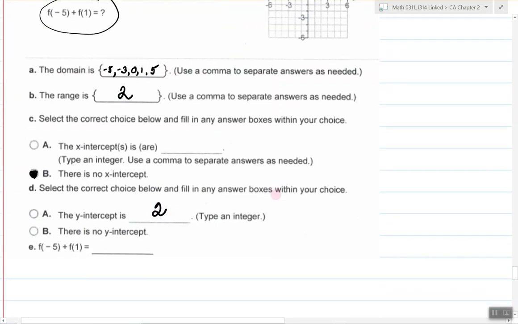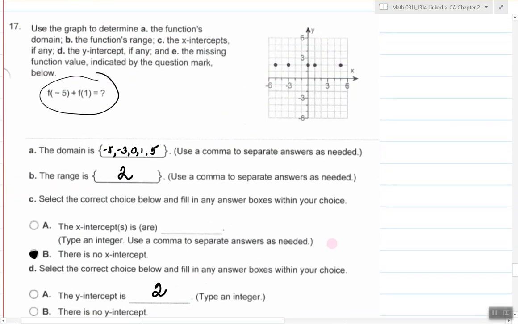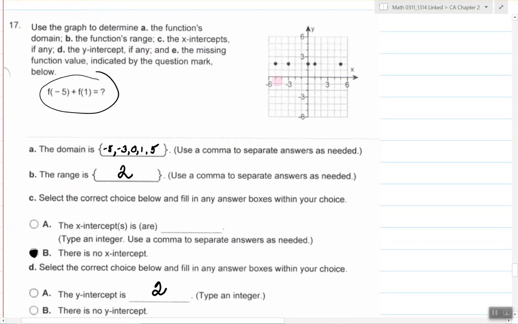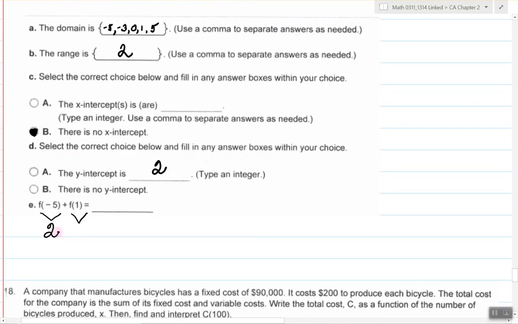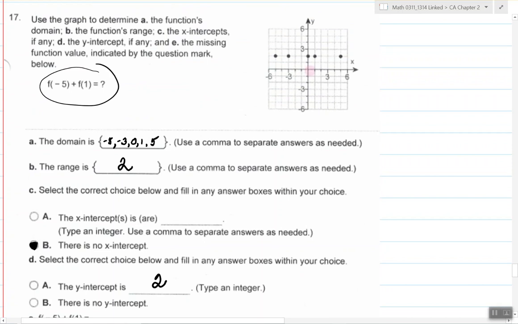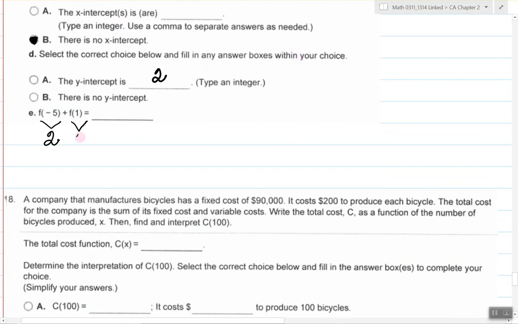Now it asks me to do something a little different. It says find f of -5, find f of 1, and add them together. So I want the y coordinate that goes first with -5. So when x is -5, the y coordinate is 2. When x is 1, the y coordinate is 2. Add those together, and that is 4.